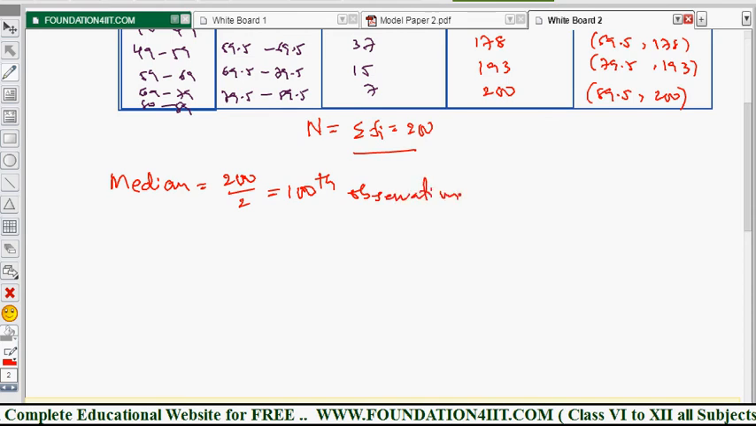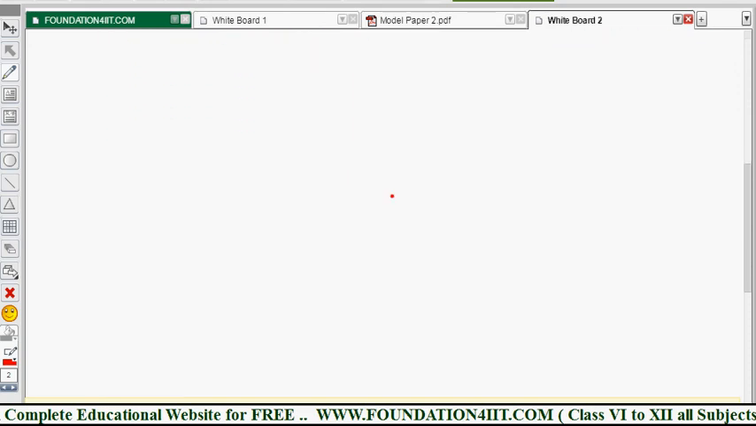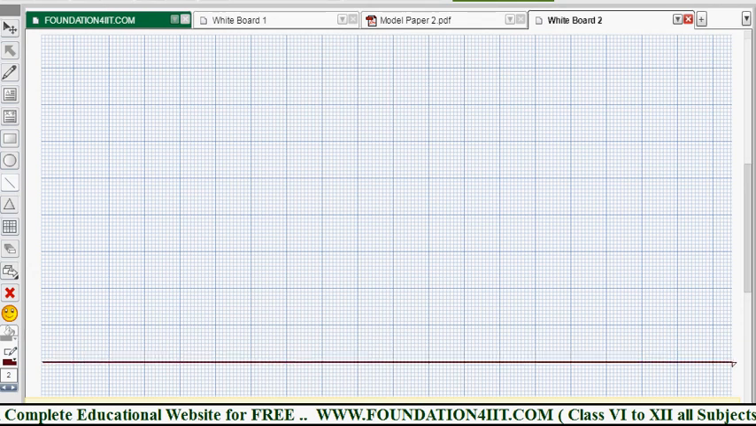From the ogive, from the graph, we can find all this. So let's take the graph for this data. Whenever we take the graph, we should take x and y axis. So we take the data. This is the x axis and vertical is the y axis. Once you plot the points clearly, you can find out the answers.